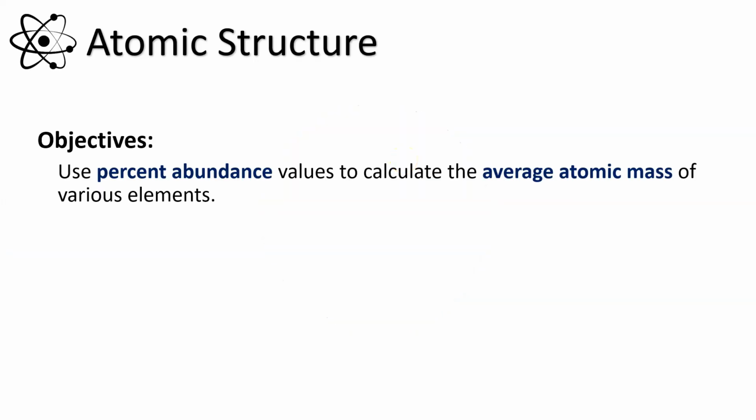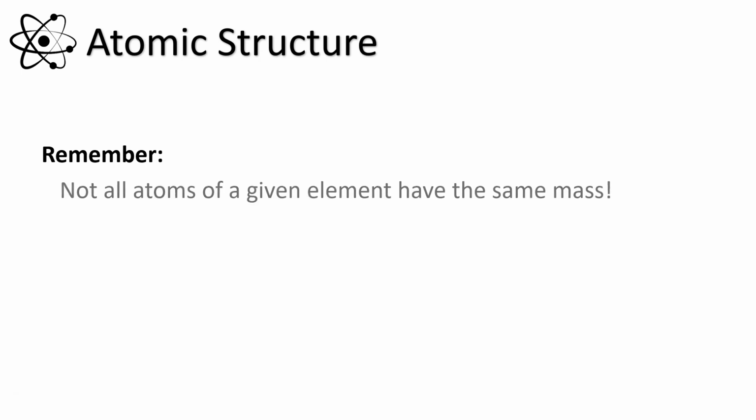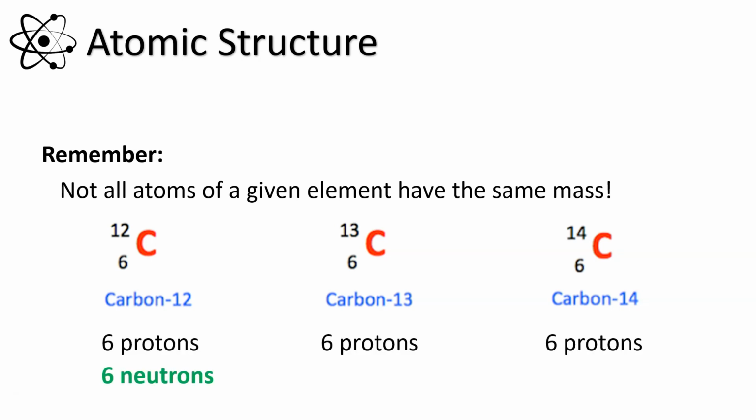Hey everybody, in this video I'm going to teach you how to use percent abundance values to calculate the average atomic mass of elements. Before we do that, let's remember that not all atoms of a given element have the same mass. In prior videos of this series we've talked specifically about carbon atoms. Some carbon atoms have a mass of 12, while others have 13, others 14. They're all carbon because they all have 6 protons. But of course, you can still be carbon with different numbers of neutrons.